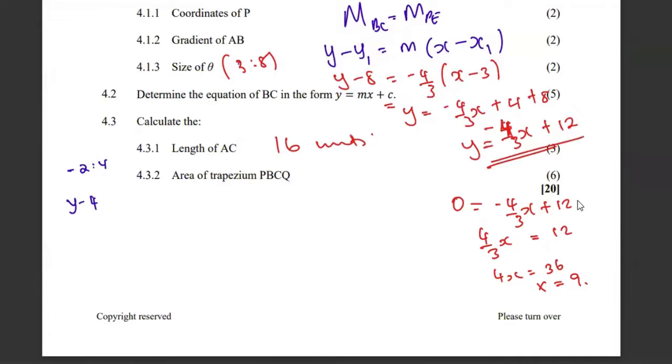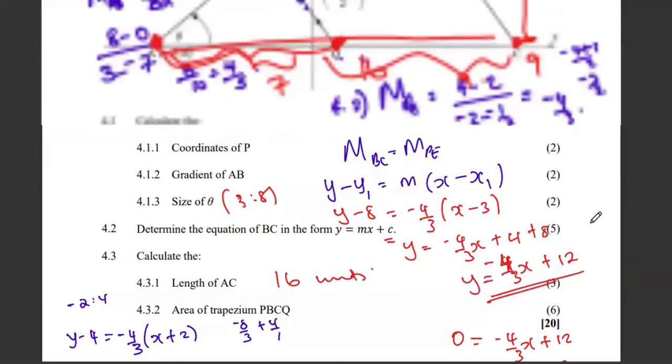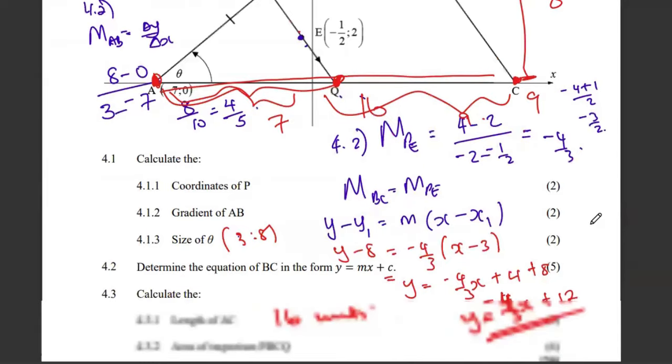So y minus 4 is equal to m into x minus minus, which is a plus. We open this up, it's going to be a negative 4 over 3x. This is going to be a negative 8 over 3 plus 4, which is giving me a 12 minus 8, which is a 4 over 3. Okay, so that is our equation.